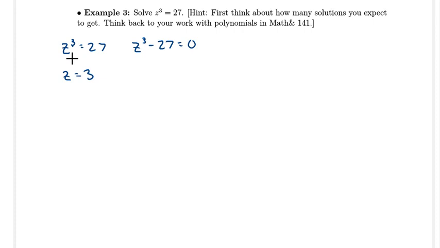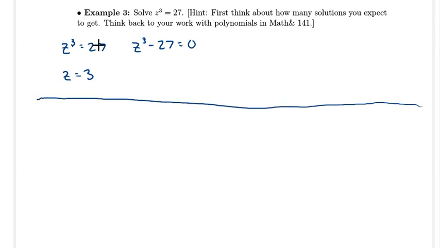Okay, so I know it's z equals 3, but let's set that aside for a second and see if we can come up with the 3 solutions from scratch. So here's what we know: z cubed equals 27. And the way we're going to end up solving this is by raising 27 to the 1/3 power. So what I suggest is let's think about how to write the number 27 in its polar form.